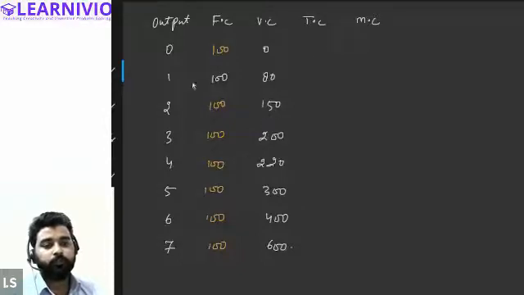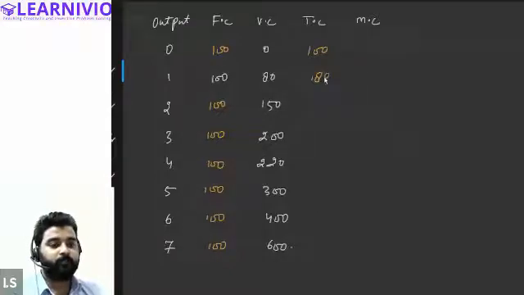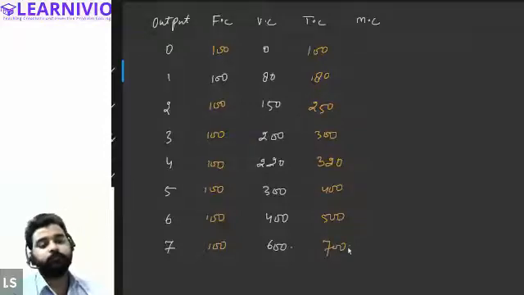So in order to find out the total cost, what we will be doing, we will be adding the fixed cost and the variable cost. So 100 plus 0, it will be 100 only. Then 100 plus 80, it will be 180. 100 plus 150, it will be 250. Then 200 plus 100, it will be 300. Then 220 plus 100, 320. Then 400. Then 500. Then 700.